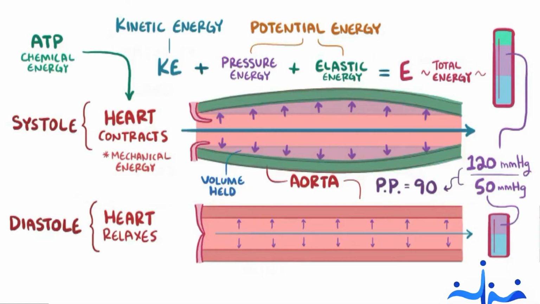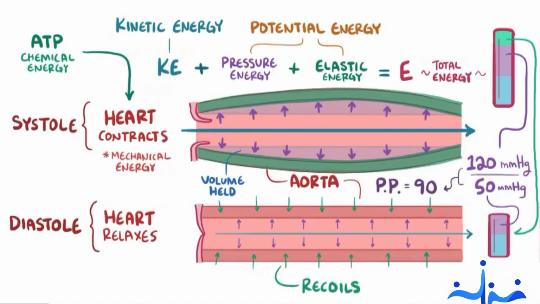Now, during diastole, those highly elastic walls recoil or snap back, which moves that blood that was held during systole out into the circulatory system and releases that stored elastic energy, converting it back to pressure energy and kinetic energy. So now pressure energy gets added during diastole, which let's say yields a higher pressure of 60 millimeters of mercury. This means that the new pulse pressure is actually lower. 120 minus 60 is 60 millimeters of mercury.